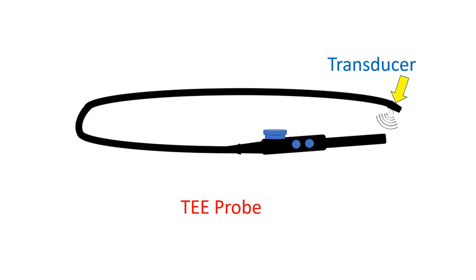Transesophageal echocardiogram, or TEE, is obtained by introducing a special type of transducer, also called a TEE probe, into the esophagus and stomach. Usual echocardiogram is obtained by placing the transducer or probe on the chest.